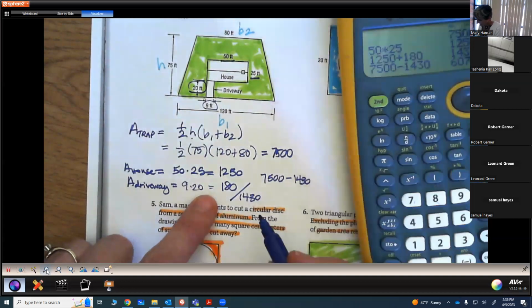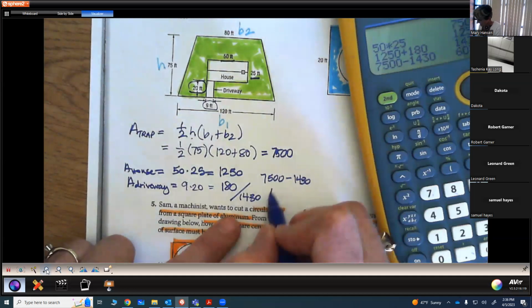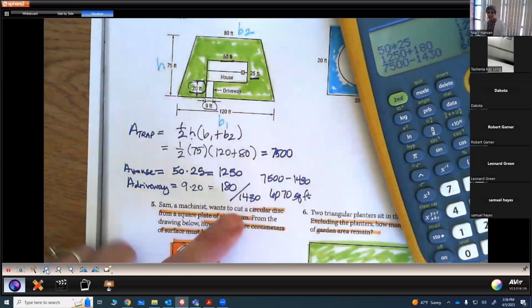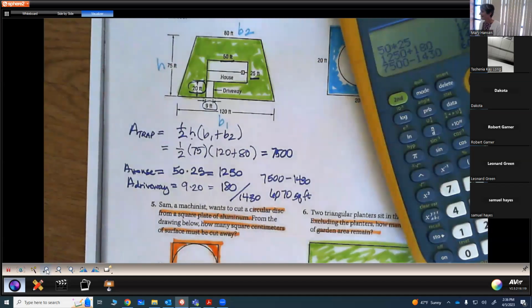And so I get 6,070 square feet. Anybody agree with me? All right, Curtis agrees with me. Anyone else out there in Zoom land agree with me on that answer?